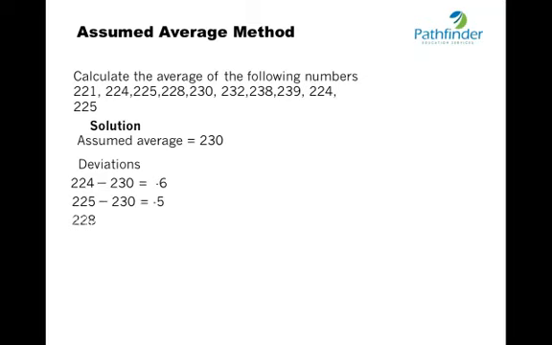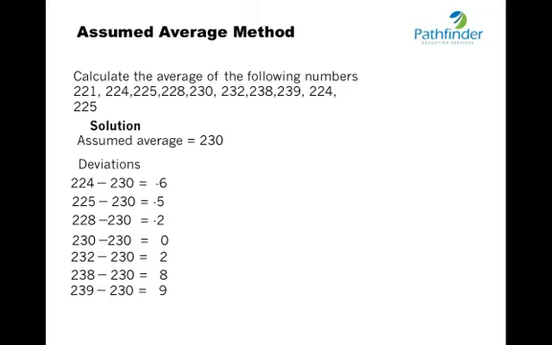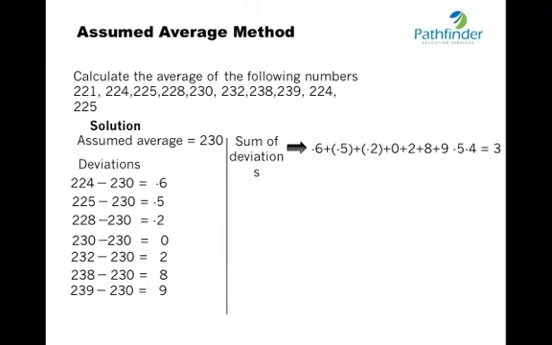225 minus 230 gives us minus 5. 228 minus 230 gives you a minus 2. 230 minus 230 gives you 0. 232 minus 230 gives you 2. 238 minus 230 gives us an 8. 239 minus 230 gives us a 9. So we have calculated all the deviations. The next step is calculation of the sum of deviations. And if you add up all the deviations, you will get 3 as the total sum of deviations.